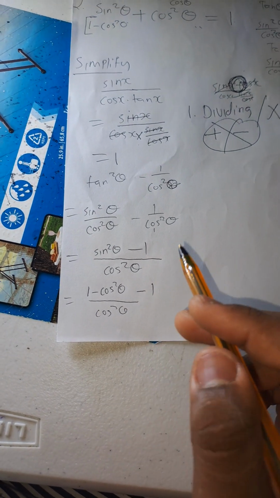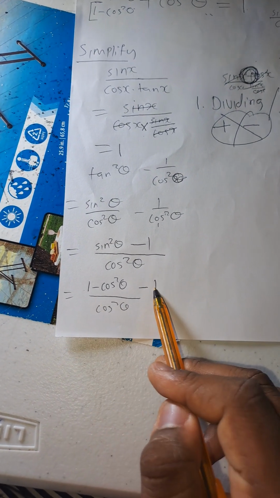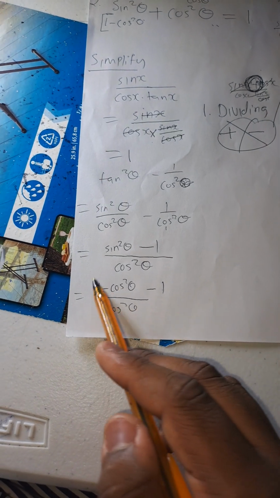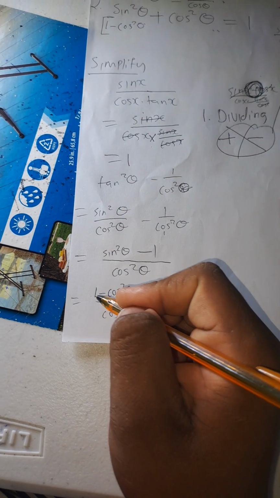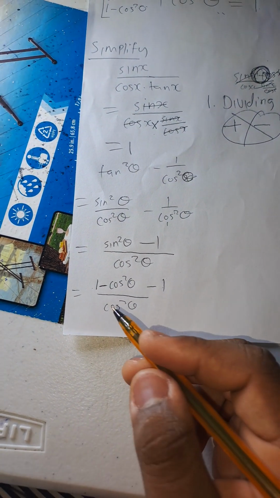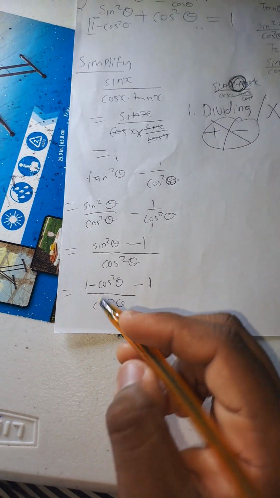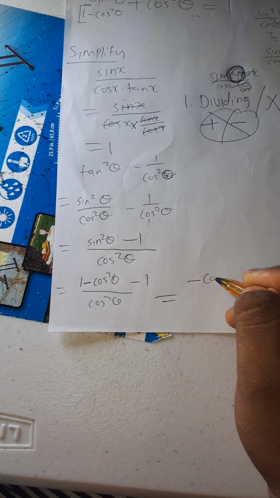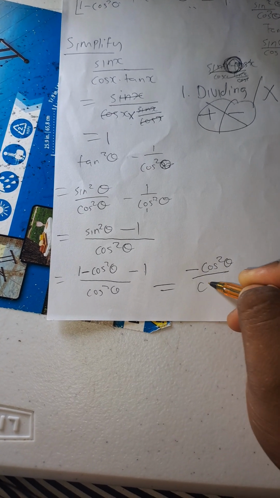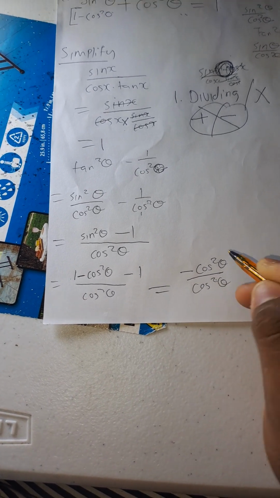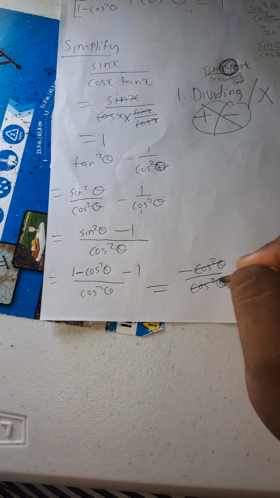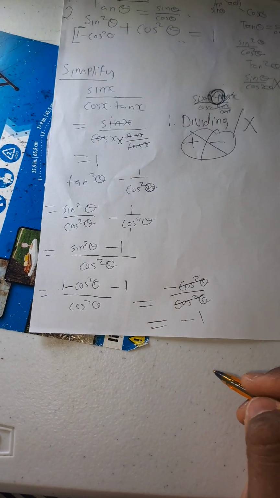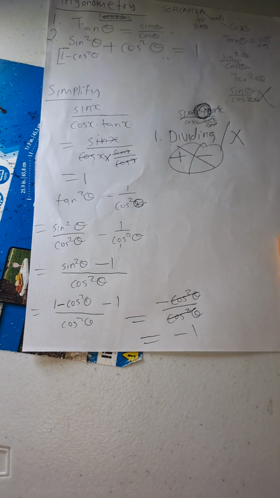And then be careful, this minus 1 and that 1, they are common, they are numbers, because the negative is the only one that is being multiplied to this cos. So it is going to be 1 minus 1, which is 0, and then I'm going to be left with negative cos squared theta over cos squared theta. Now I'm dividing, I can now cancel, and then I'm left with negative 1. Okay, can you see this? So you have to be careful, guys.